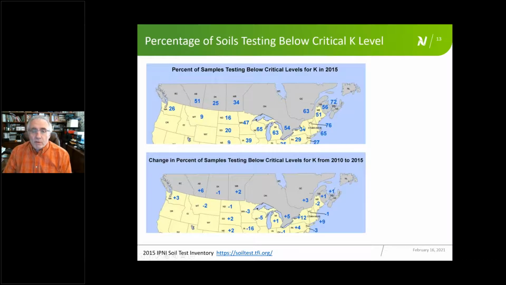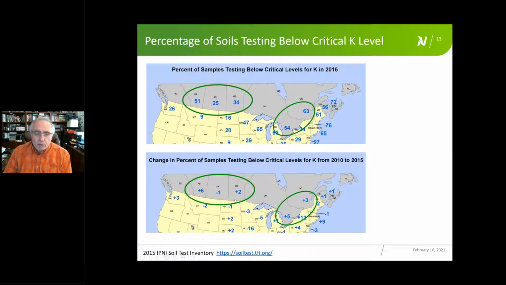And in the eastern provinces, more than half of the soils are below the critical level for potassium. And those are areas where we're growing corn and soybeans with pretty high potassium uptake and potassium removal, which is of concern. So then in the lower map, we see that the picture is pretty similar to that of phosphorus. We have a slight increase in the number of samples that are testing below the critical level.